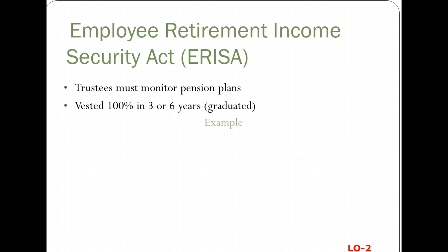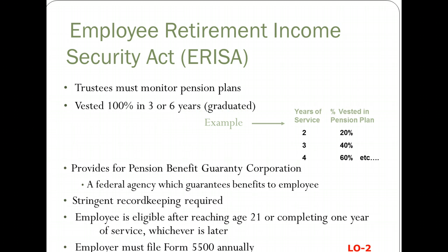And the employees have to be vested 100% in 3 or for sure by 6 years. So if you're going to do it graduated, like 20% a year, or 15% a year, whatever, they have to be fully vested in 6 years. What this means is, when we say vested, it just means that you get your retirement benefits even if you leave. So for example, if you had worked for someone for 2 years, you could be 20% vested, which means if you leave after 2 years, you get 20% of what was in the plan for you.